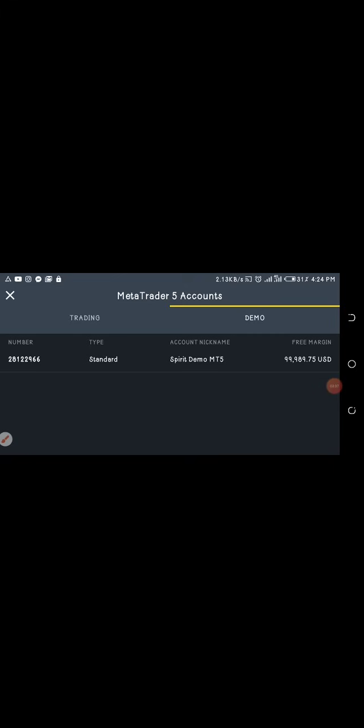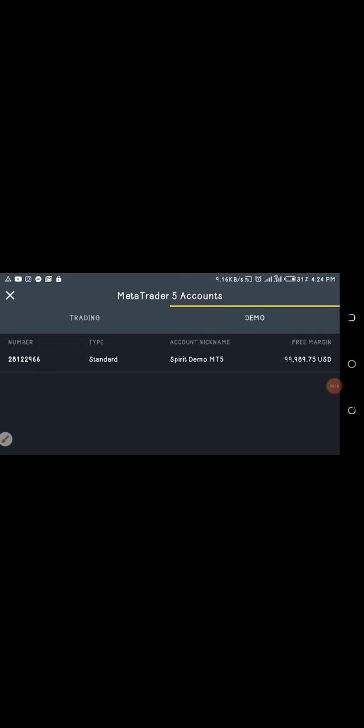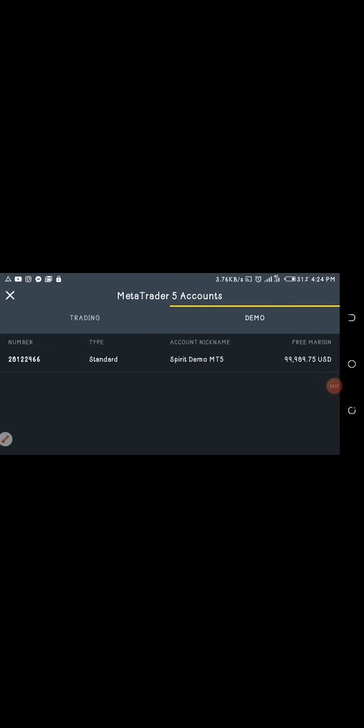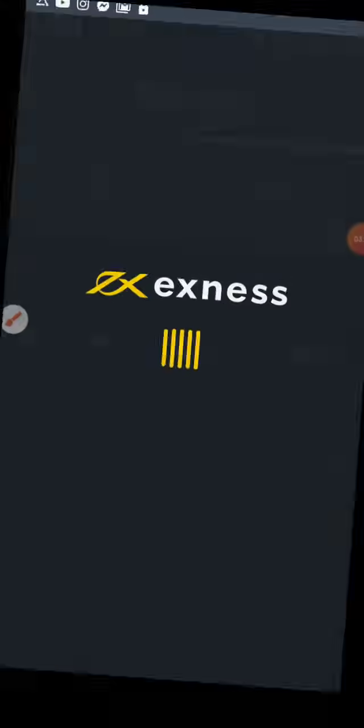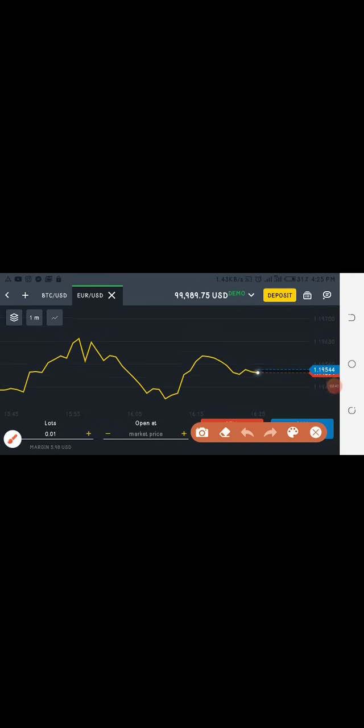Once you click the demo, as you can see, I have 99,900 and something dollars. This is not real money, it's just for practice. Then you click times, I say times, then just click it. Once you click it, it will take you straight up to the trade. It will reload, then take you straight back to the trade. Let's see. Fast. All right, now as you can see, we have money in our account. This is it, but it's demo money.